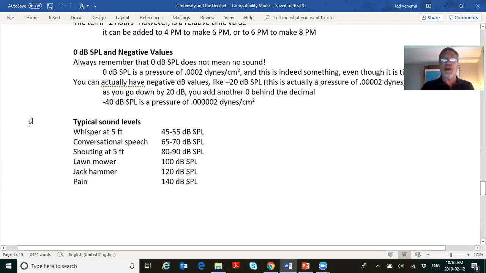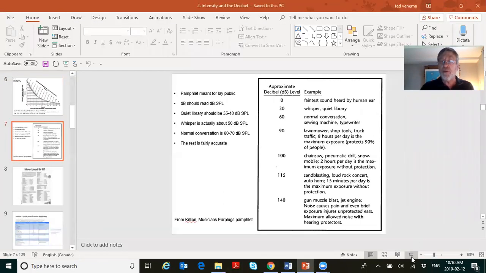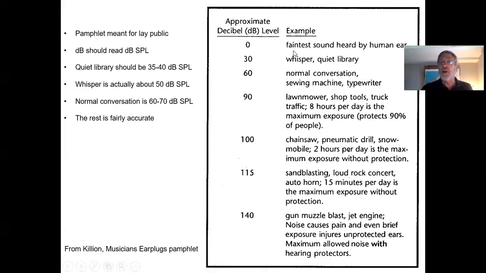Anyway, typical sound levels: a whisper, conversational speech, shouting, a lawnmower, a jackhammer, pain. Okay, all of these things, we'll move here. Here's some examples. Faintest sound heard by a human ear. And this should say dB SPL values. We're talking all absolute values. The person writing this just calls it decibel because it's for the lay public, but you and I both know it would be dB SPL.